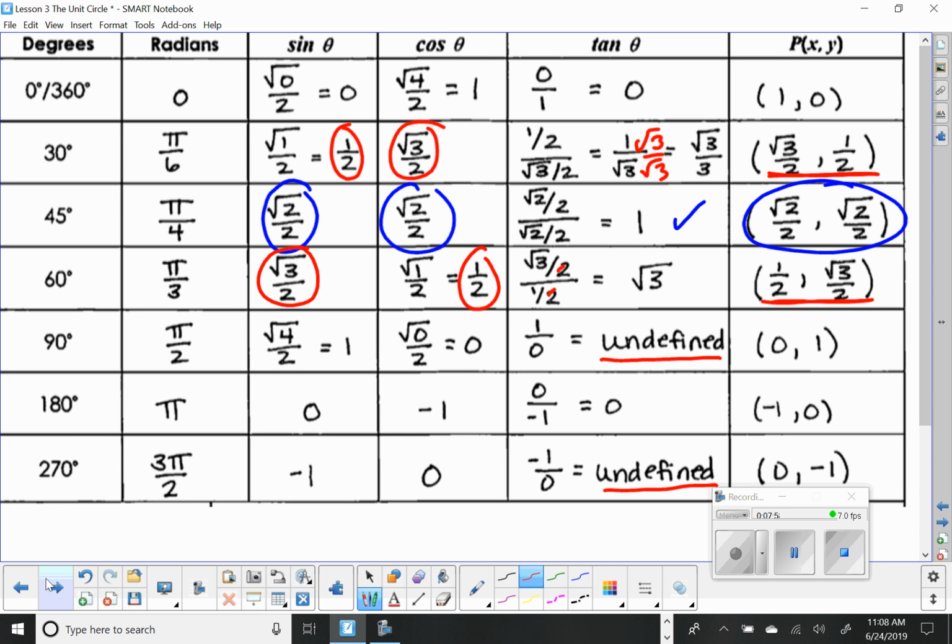So that should be your ability to finish not only filling out this table, but to understand where all of the numbers came from. Okay, so that's where all the numbers came from. That's it for part B of this lesson.